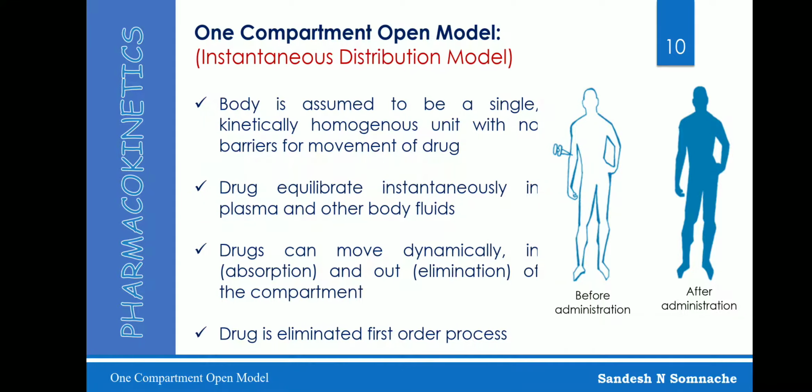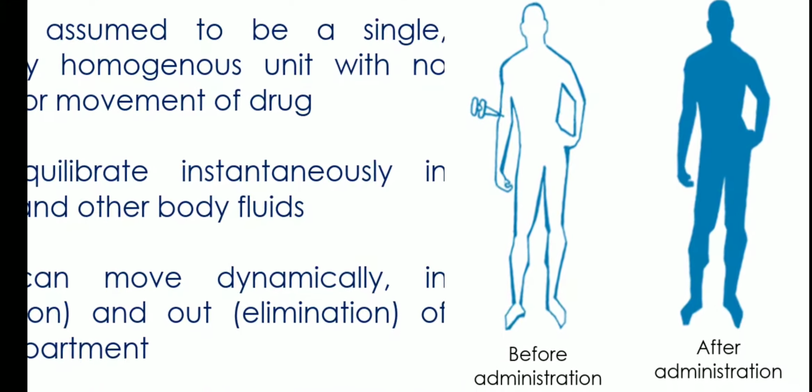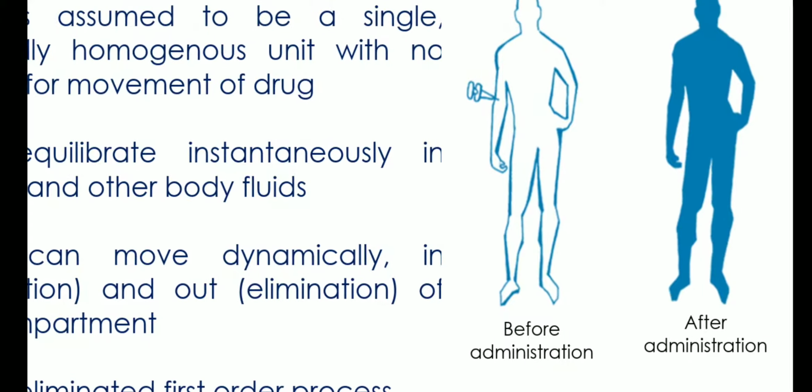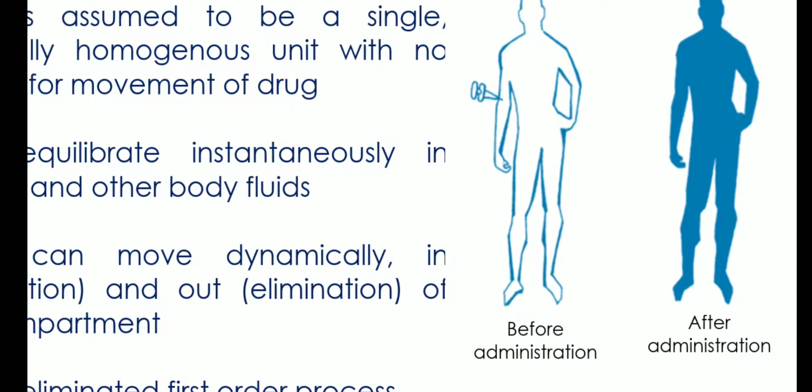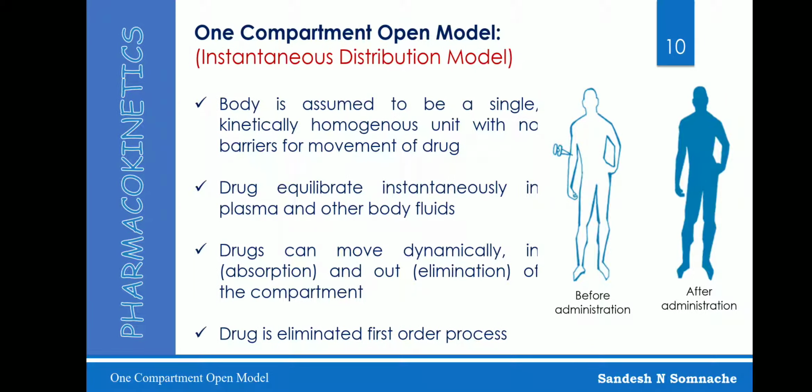In this image we can find that when a drug is administered to the body, the drug gets immediately distributed throughout the body. This is what is assumed in the one compartment open model.